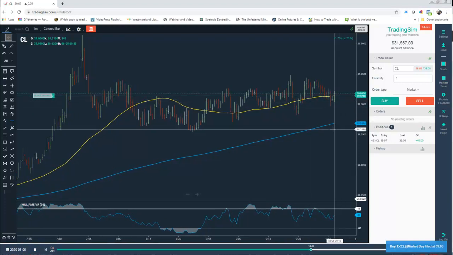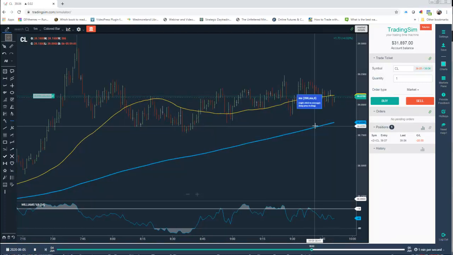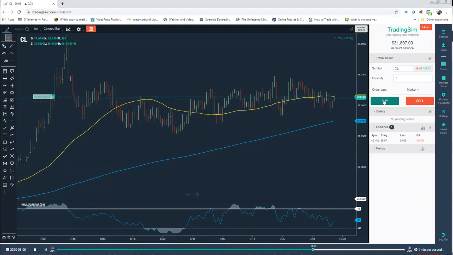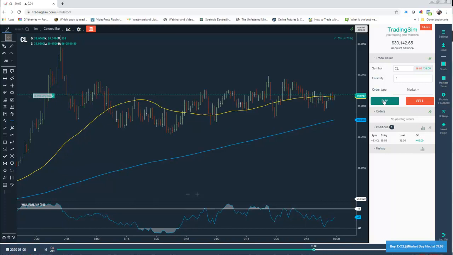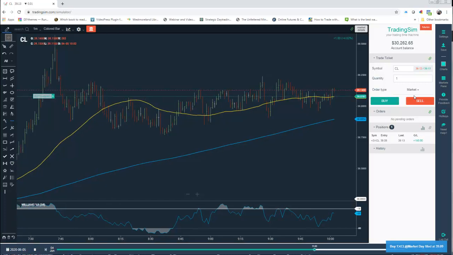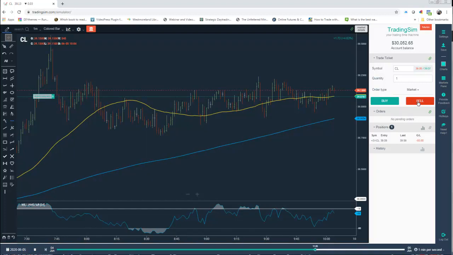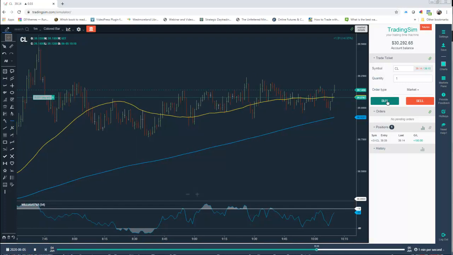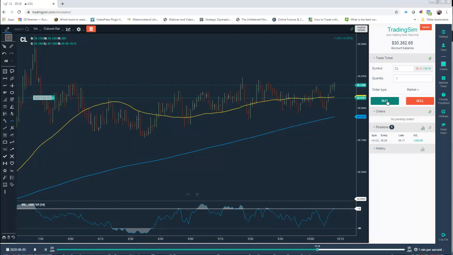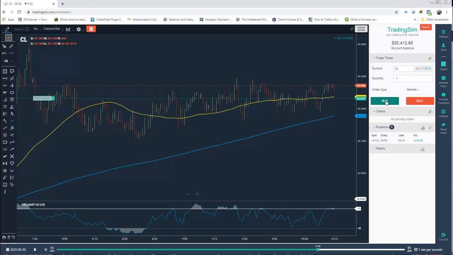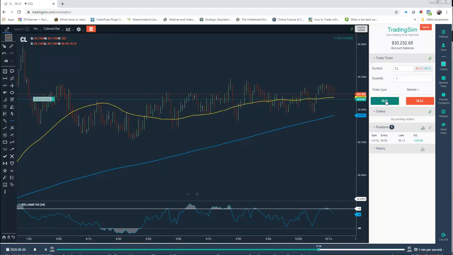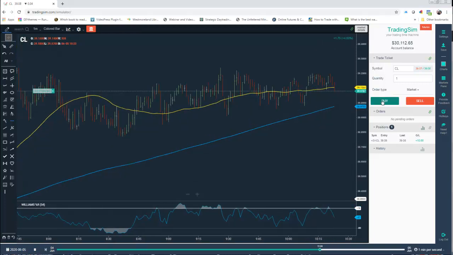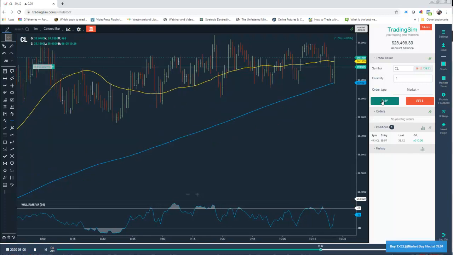Buy right in here. I'd still be a buyer at the blue line. I'm going to buy right there. If we get to this blue line, I'm going to still be a buyer. Ooh, I want to buy here.